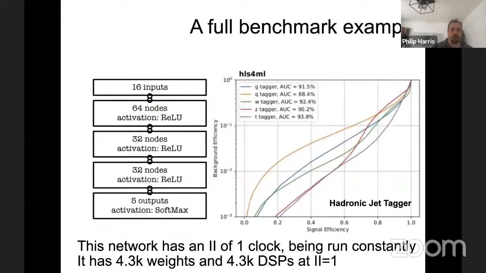So we want to take a more realistic benchmark example. We took a hadronic jet tagger, something that will do a similar topology to the Higgs bosons that I showed you. In this case, it's identifying W and Z bosons and top quarks. And then we wrote a compiler that can translate this into FPGAs, and this spreads the whole network across the processor. This network has about 4,000 weights. It's a small network, but the FPGA has about 4,000 multipliers. And so in fact, we do all the multiplications at the same time, right? So all the multiplications are done at once, which means you can send in a new set of inputs every clock. So you can run this algorithm at hundreds of megahertz.